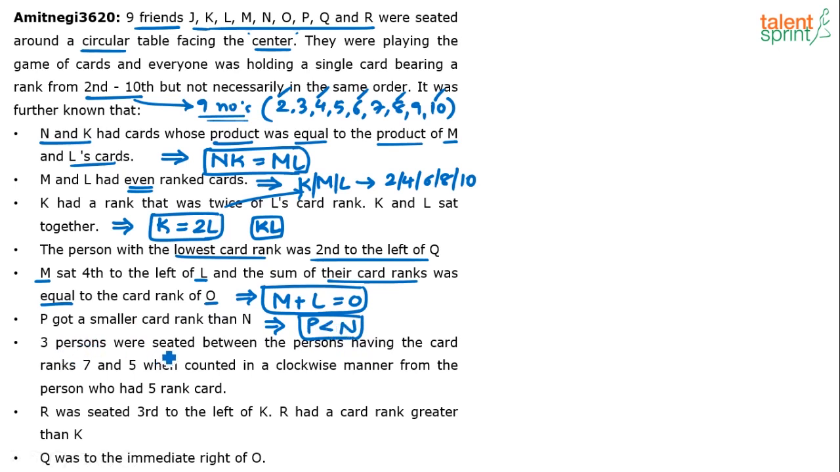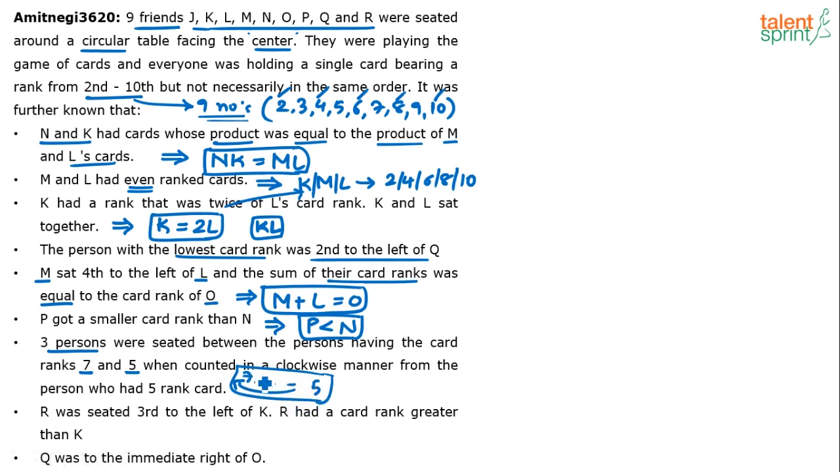Next, 3 persons were seated between the persons having the card rank 7 and 5 when counted in a clockwise manner from the person who had 5 rank card. So basically, he says 3 persons were seated between the persons who had rank 7 and rank 5. And when you count this in a clockwise manner from the person who had 5th rank card, right? So if 5th rank card is here and you go in the clockwise direction, in this direction here, there will be 1, 2, 3 persons between 7 and 5. That's the whole idea. You getting it? So from 5 to 7, there will be 3 persons in between.